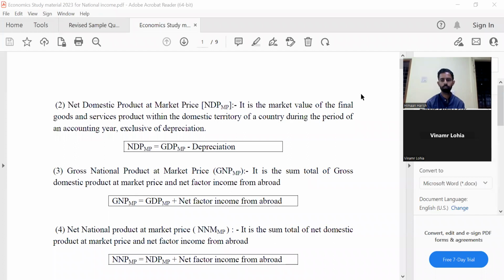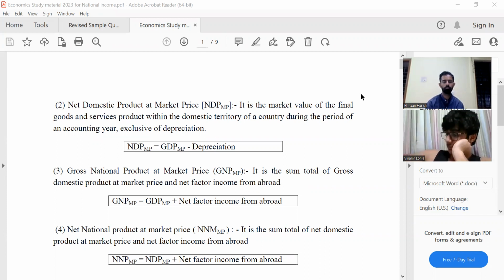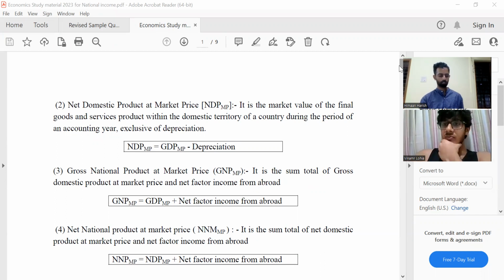So these are the numericals. There are numericals to be studied on national income, and there are some formulas which we are viewing on screen. As per the notes and the examination pattern, we have to solve formulas on operating surplus, net domestic product at market price, gross national product at market price, net national product at market price.